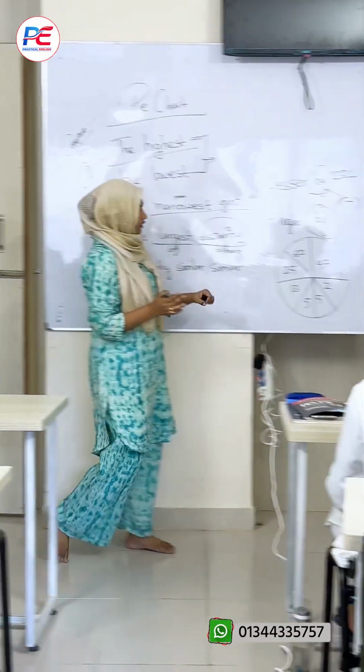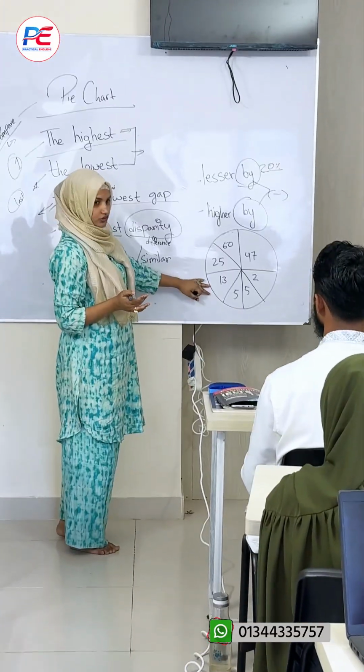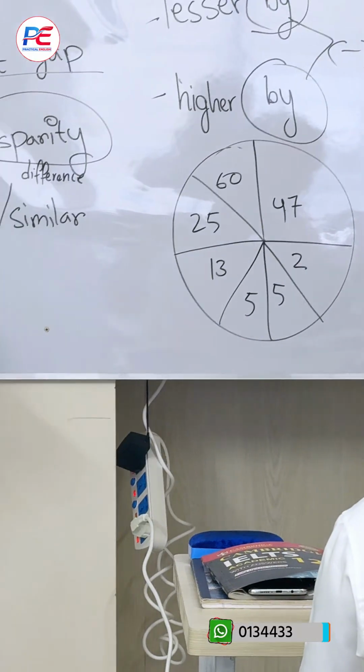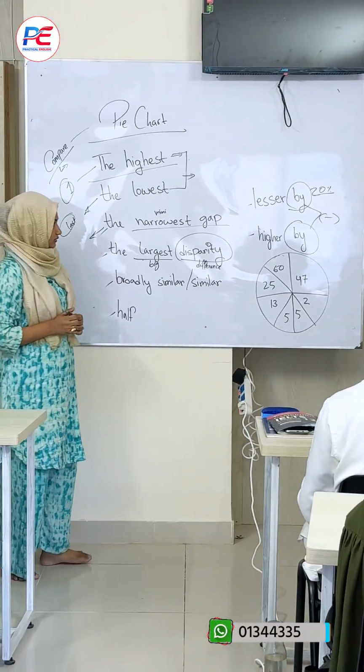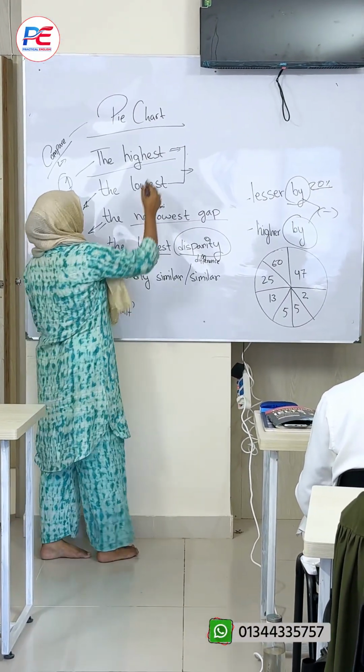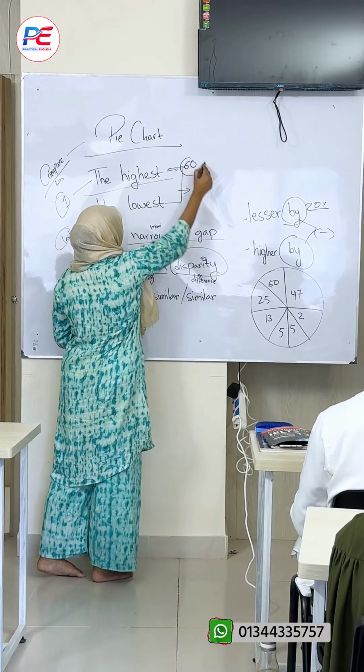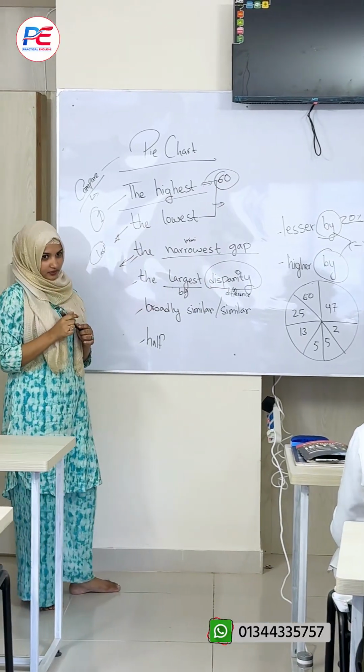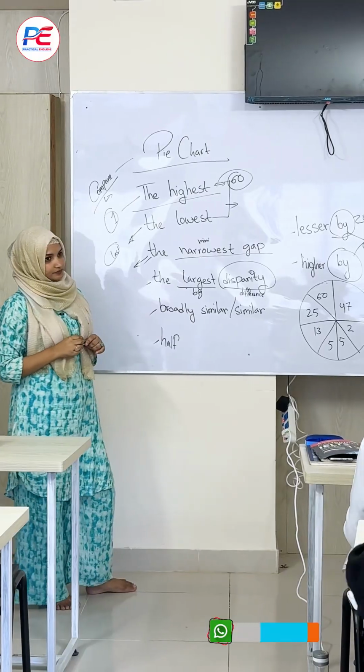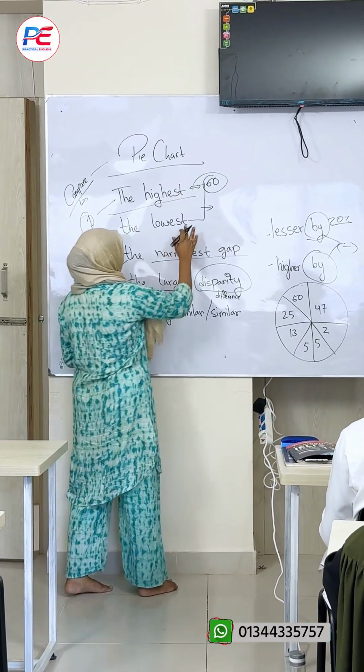Now I have a rough draft over here. It's a pie chart, right? Tell me which one is the highest? 60? 60 is the highest because this is number 1, right? And then the lowest? 2?